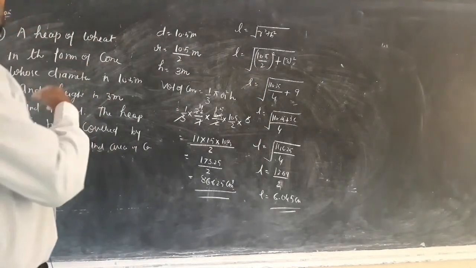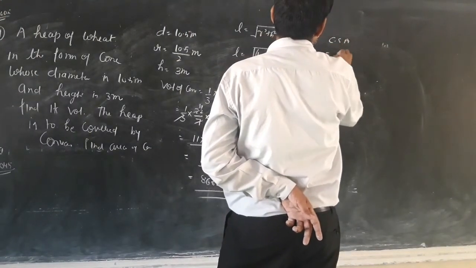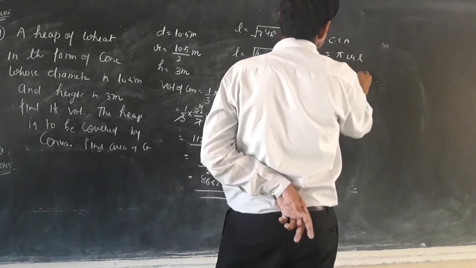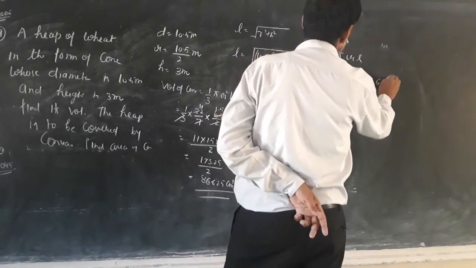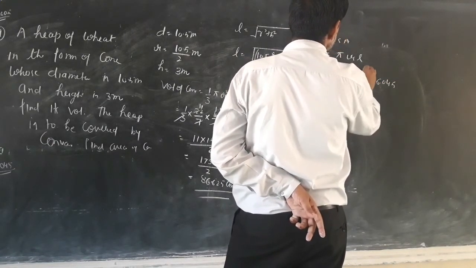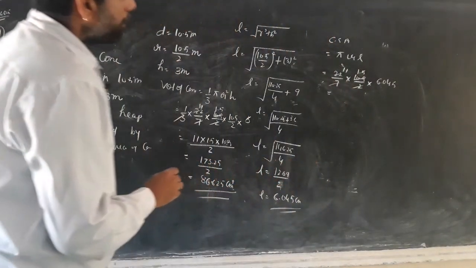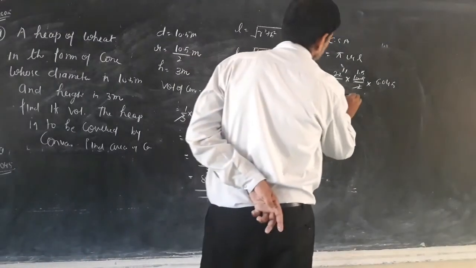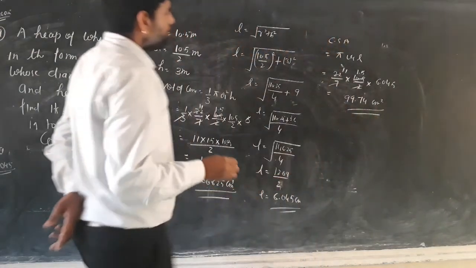Slant height. Next we find the curved surface area. The curved surface area is pi r l. That is 22 upon 7, radius is 10.5 upon 2 and L is 6.045. Cancelling 7 with 2 and 11 times, the multiplication of 11, 1.5 into 6.045 gives 99.74 square meter. Look once again.